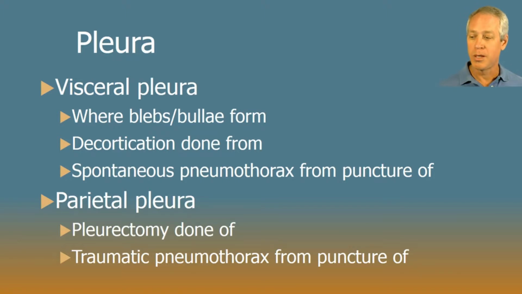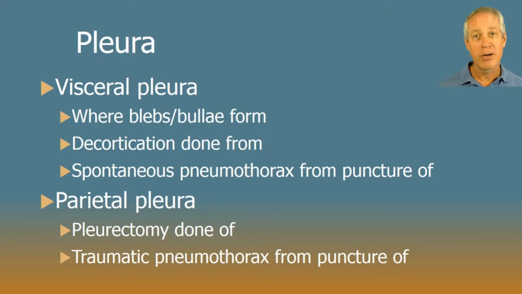Now the parietal pleura is involved if there's a traumatic pneumothorax from a penetrating injury from outside the body through the parietal pleura, and that lets air in. That's a different type of pneumothorax. They're actually treated the same way, by inserting a chest tube and sucking that air out, and then addressing the cause of the leak, whether it's external or through the lung.